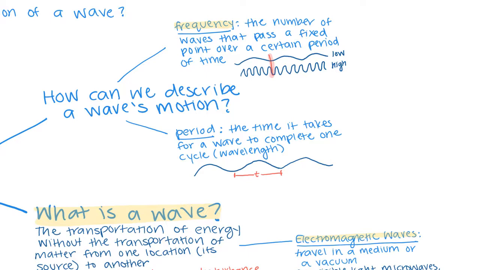So this low frequency wave is really kind of stretched out. There's not going to be as many peaks passing this point in a fixed amount of time as there would be, and I'll label that here, right? As there would be with a high frequency wave, with the number of peaks passing that point.